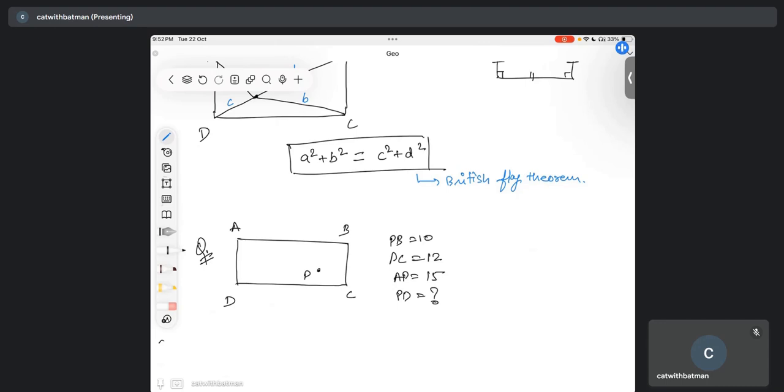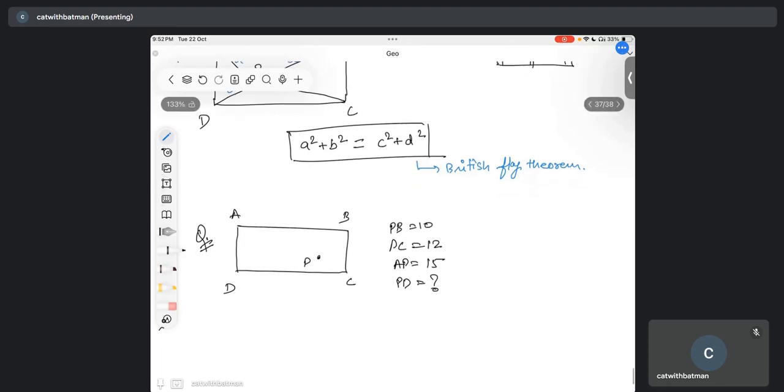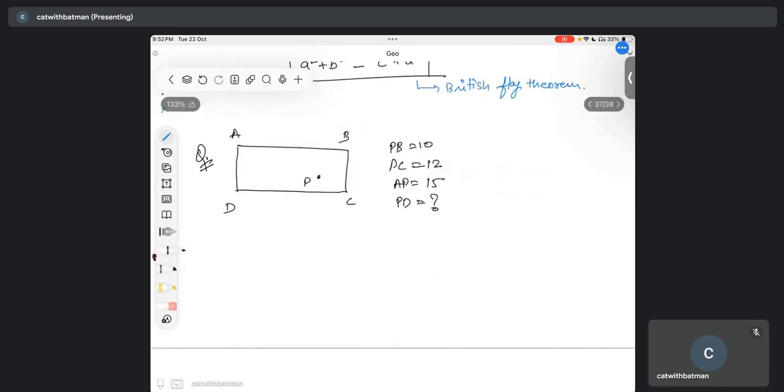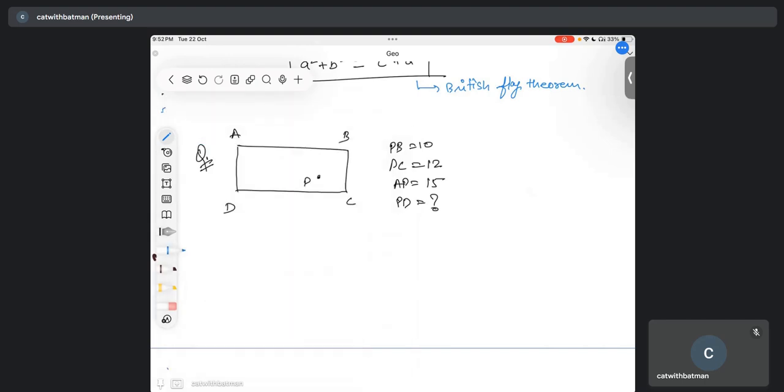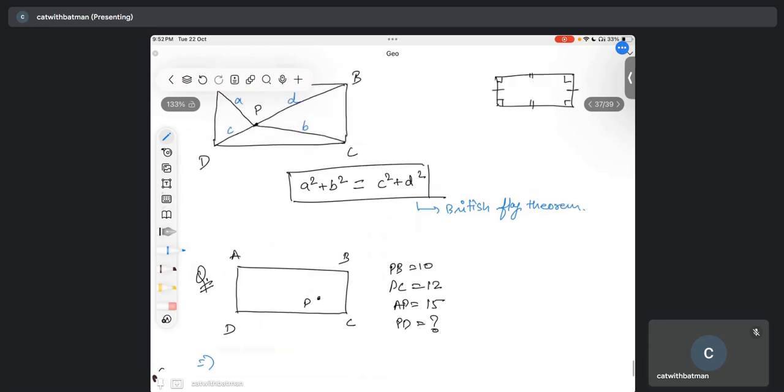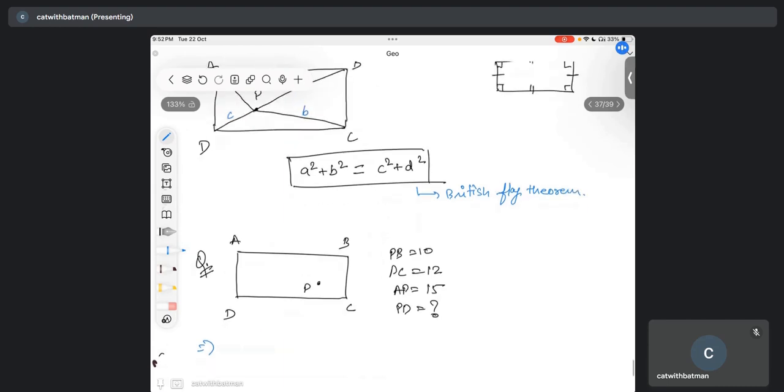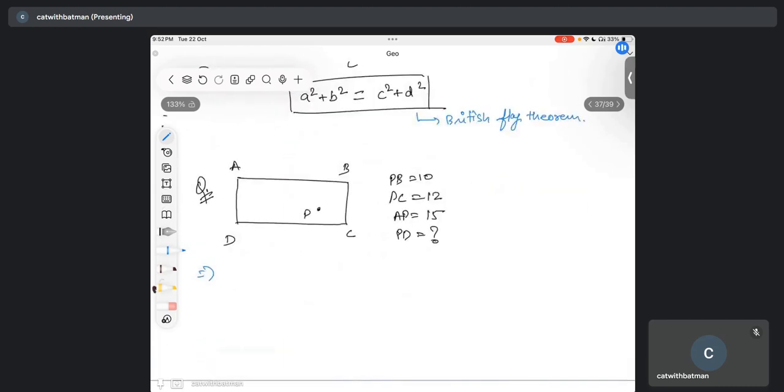After this, we are going to discuss a bit about parallelograms and then trapeziums. Okay, let's solve this. So we just saw this British flag theorem, so that is only what we are going to apply.